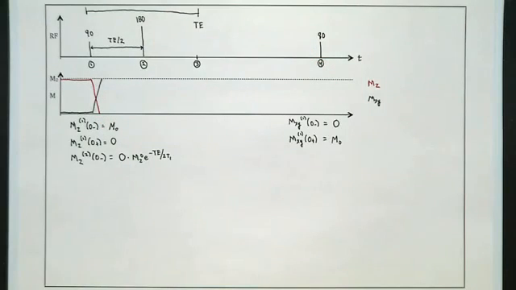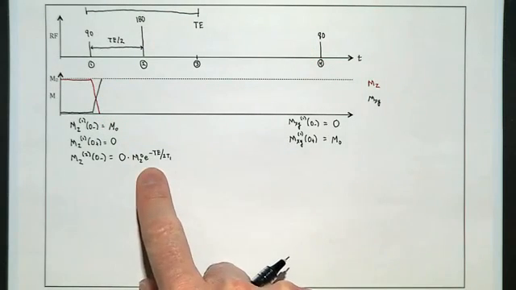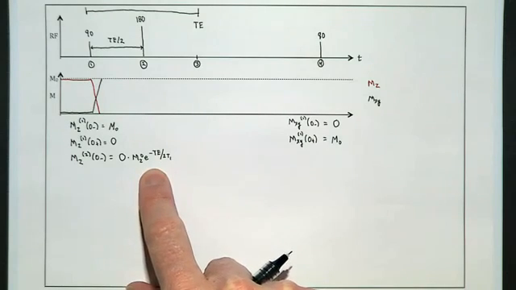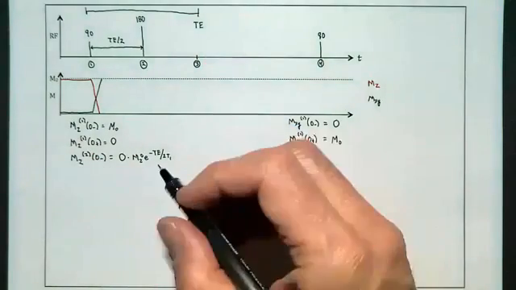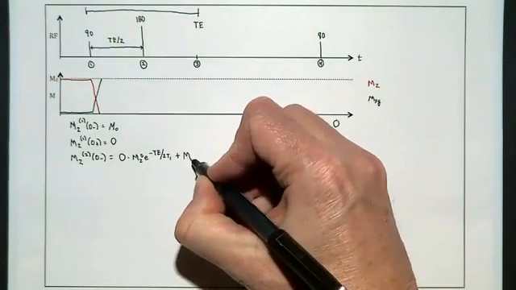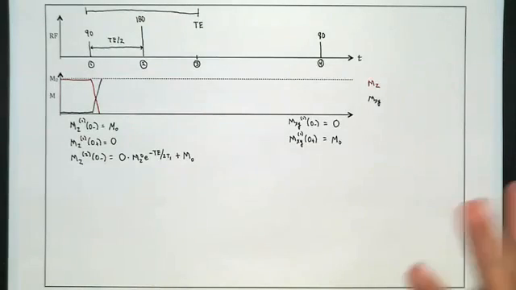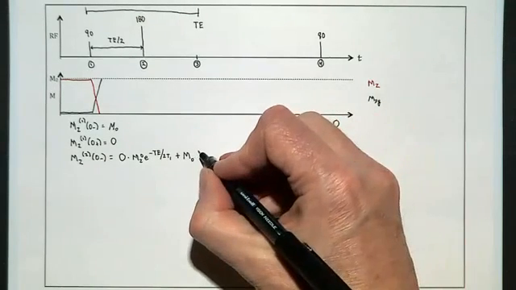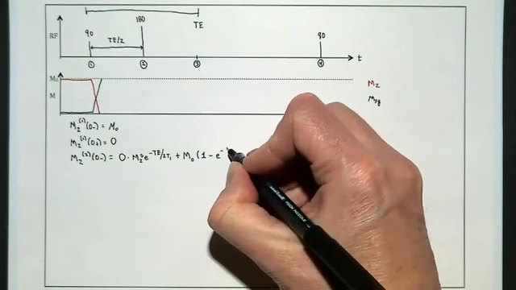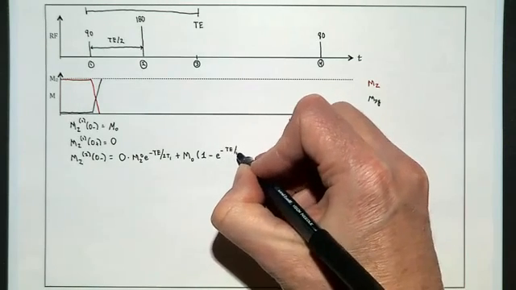Okay? So whatever initially prepared magnetization I had, which was none, it will just decay, but it's multiplied by 0 because I didn't have any. The only term I actually care about is this return to equilibrium term, the magnetization going back towards M0, and that's M0 times 1 minus e to the minus TE over 2 T1.